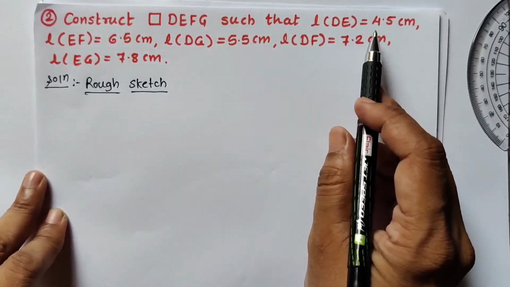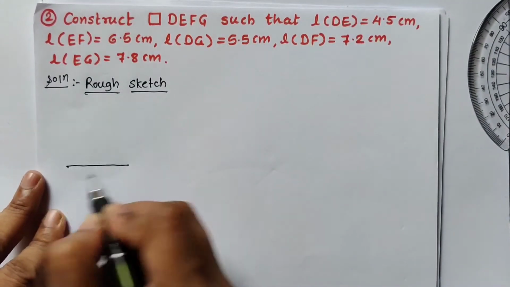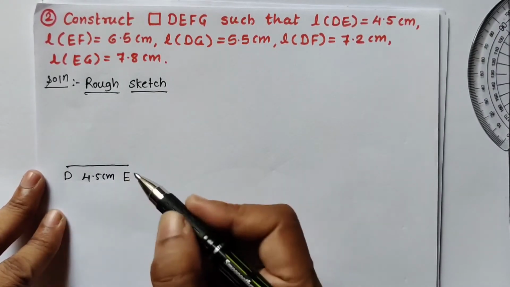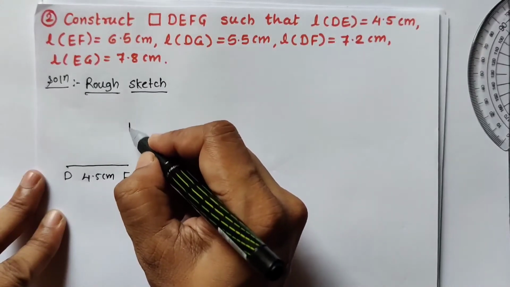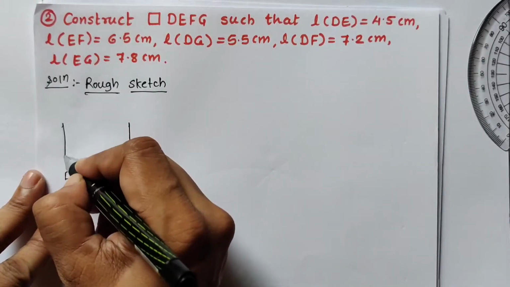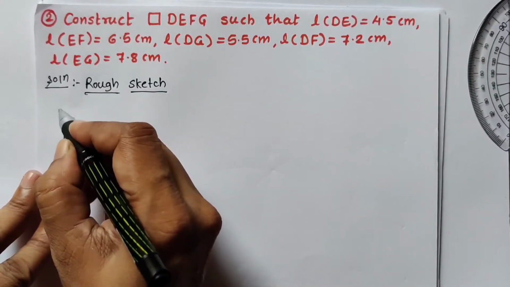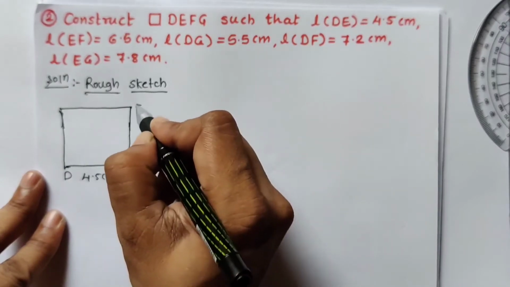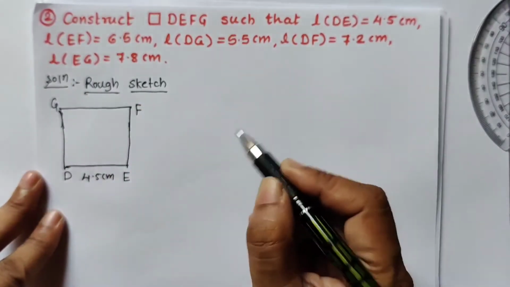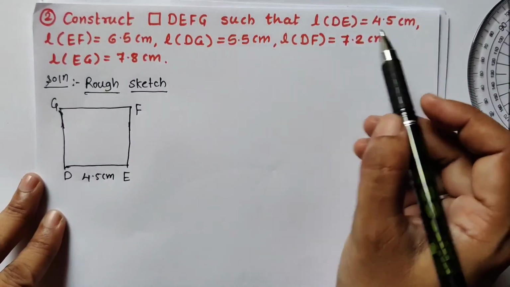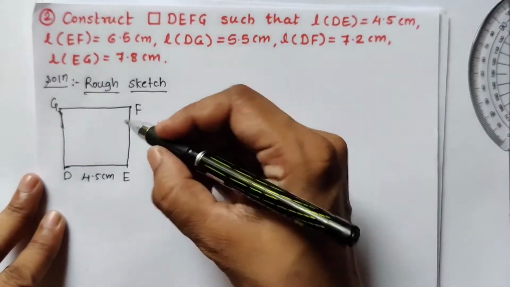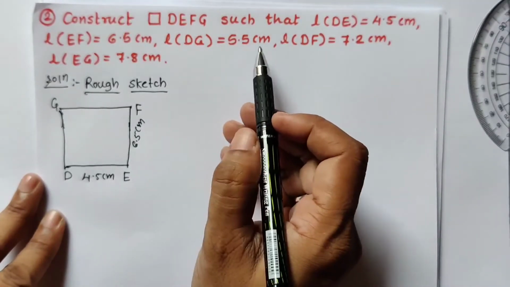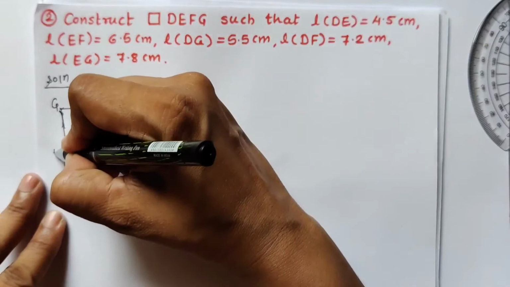So DE, I am going to draw DE 4.5 centimeter. Okay, DEFG. I will be drawing a quadrilateral like this. I am drawing this DEFG. Okay. Now see, DE is 4.5, EF is 6.5 centimeter. Then DG is 5.5, DG this side is 5.5 centimeter.